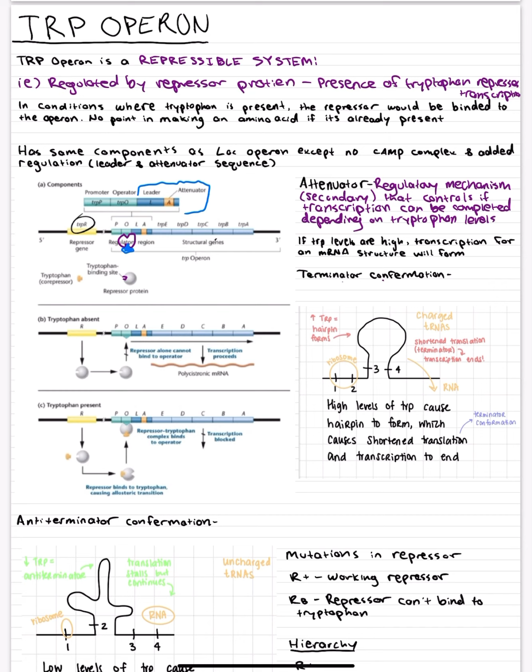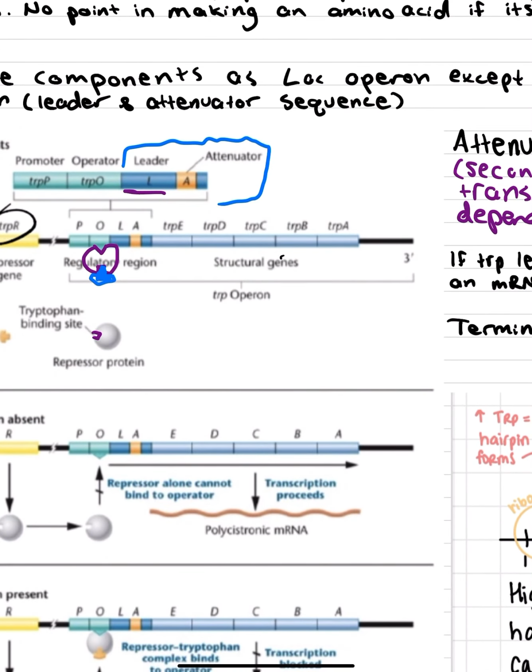So attenuation is essentially a mechanism for reducing the expression of the tryptophan operon when levels of tryptophan are high. Rather than blocking the initiation of transcription, which it cannot do, attenuation can prevent transcription from completing. So once transcription occurs in the leader sequence, right here, we begin to encode for the attenuator as well. The attenuator is essentially a smaller sequence located in the leader region. It does not code for any specific protein, but it codes for an mRNA strand, and that mRNA strand has self-complementary sections that can form various hairpin structures.